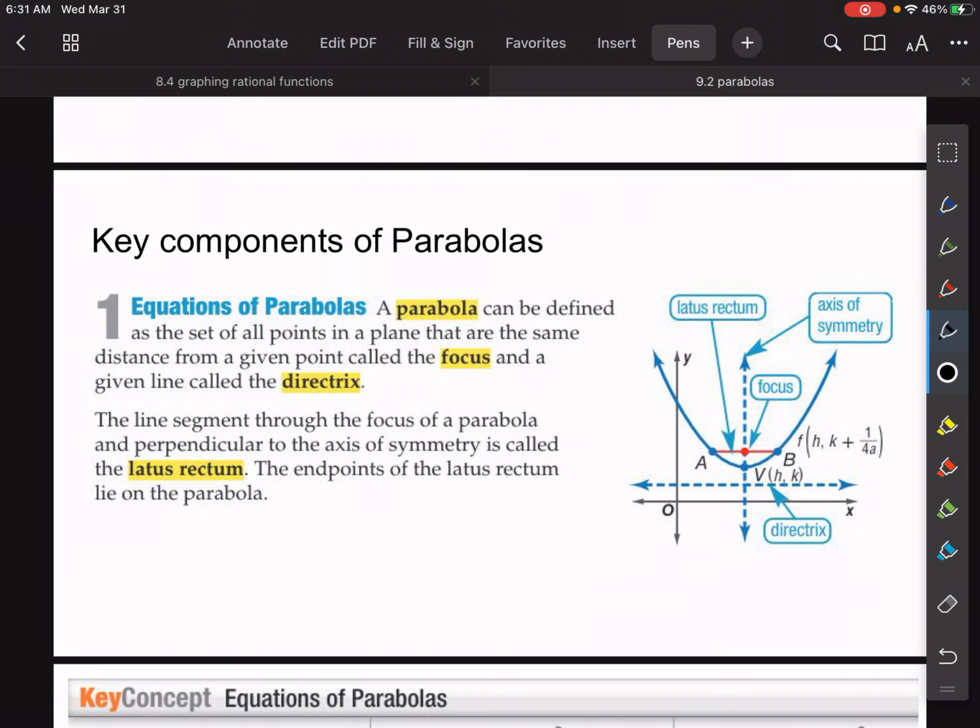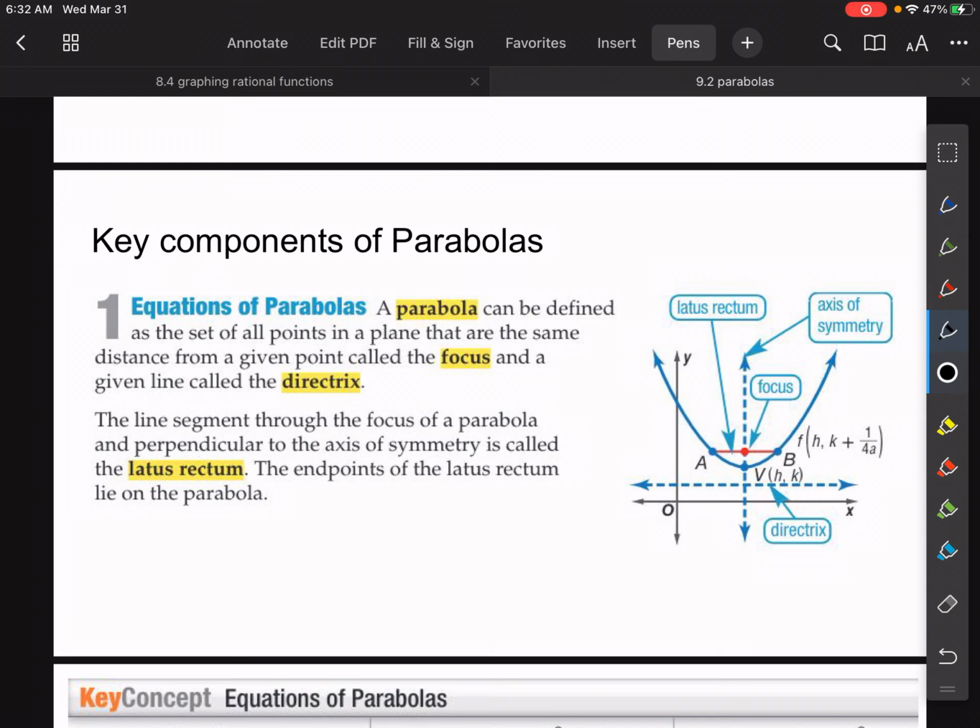Up until this point, we graphed parabolas using a standard general form for an equation in quadratics, and we did this in Algebra 1. But now we're going to define it a little better. A parabola can be defined as the set of all points in a plane that are the same distance from a given point called the focus.